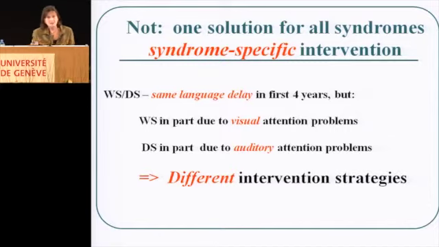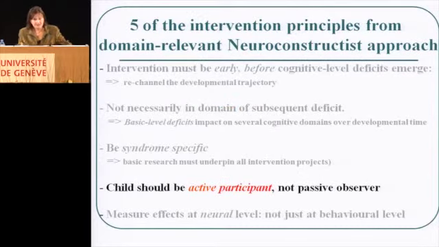In Down syndrome, it's partly due to auditory discrimination. They have much more difficulty in auditory discrimination. So the same language delay, going backwards in time, should have different approaches, auditory or visual. The child should be an active participant.